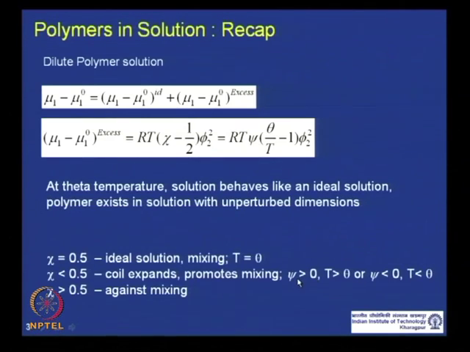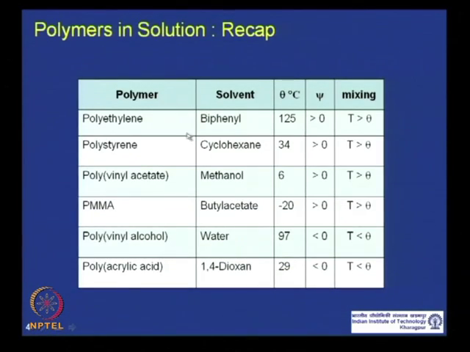Just to give a few data for some polymer-solvent systems having different values of psi and theta, let us look at some data for different polymers with different solvents. For all these cases, the interaction parameter chi is less than 0.5, which means these examples favor mixing. As I mentioned, if psi is positive, then for mixing to happen the temperature has to be higher than theta. In examples where there is strong interaction between the solvent and the polymer, the entropy factor becomes negative. In that case, the temperature has to be lower than the theta temperature to make mixing possible. These are the two examples where the psi factor is negative and T has to be lower than theta to get mixing.